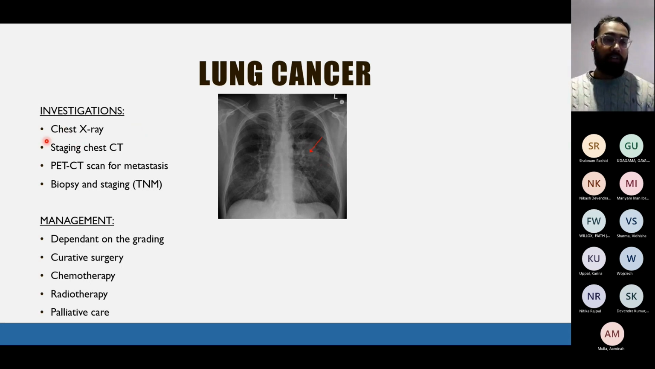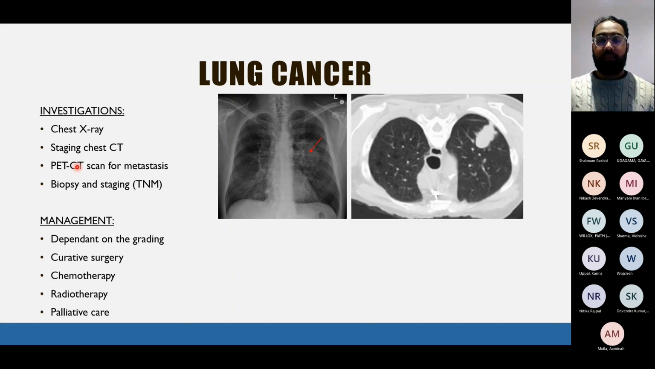We can also do a chest CT for staging purposes, and then we do a PET CT scan looking for distant bone metastasis or metastasis to other organs. So that's what a CT looks like. That's the tumor there.